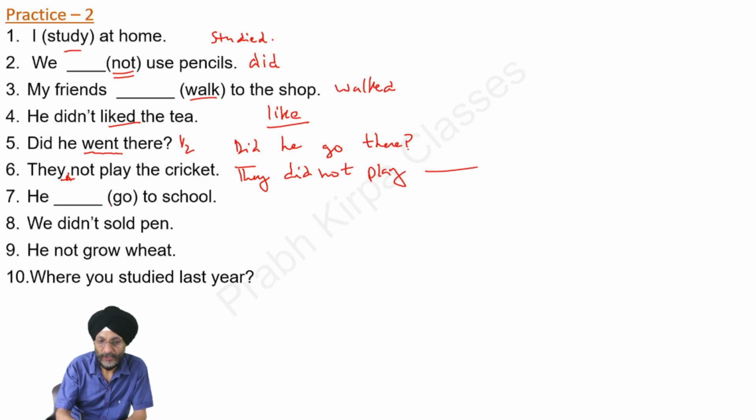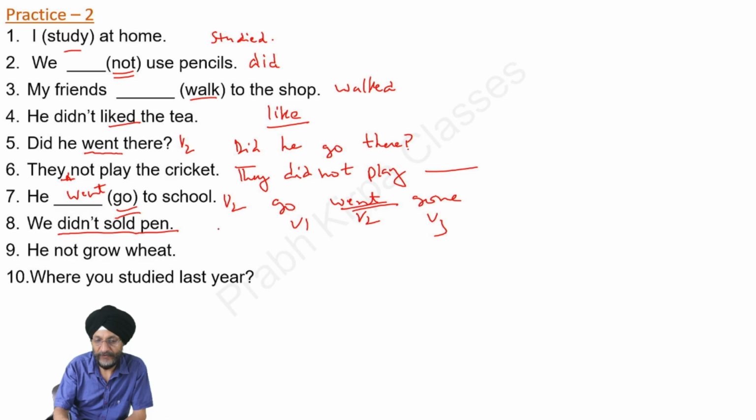He go to school. As this sentence is positive, we have to use the second form of the verb, and the second form of the verb is went. We have to use he went to school. We did not sold pen. Sold is the second form of the verb. Sell, sold, sold.